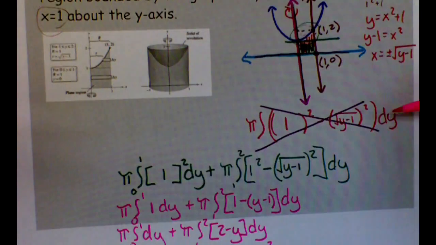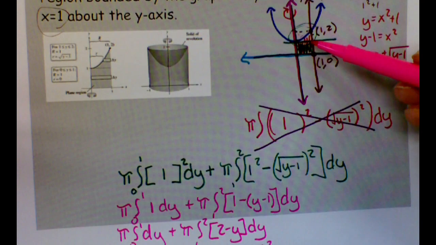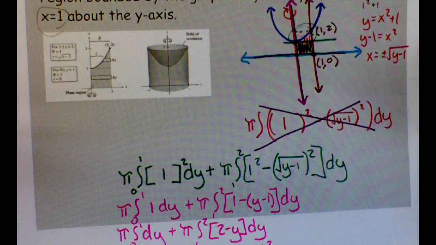If you did this original wrong way, you actually get 2 pi as your answer, because it's accounting for something in here extra that doesn't actually exist. So that is my correction for you.